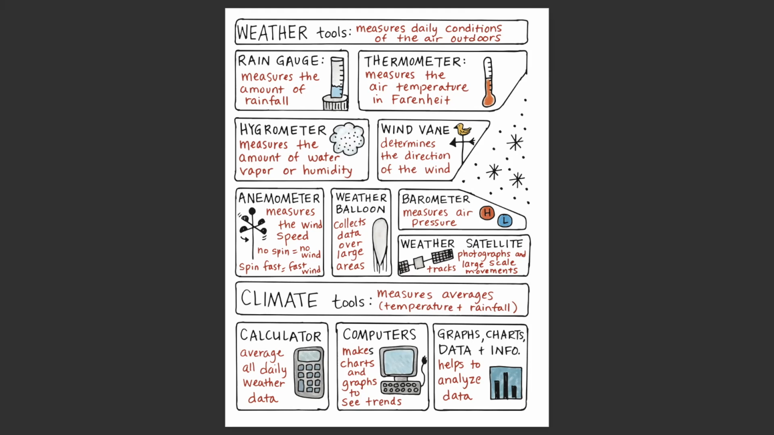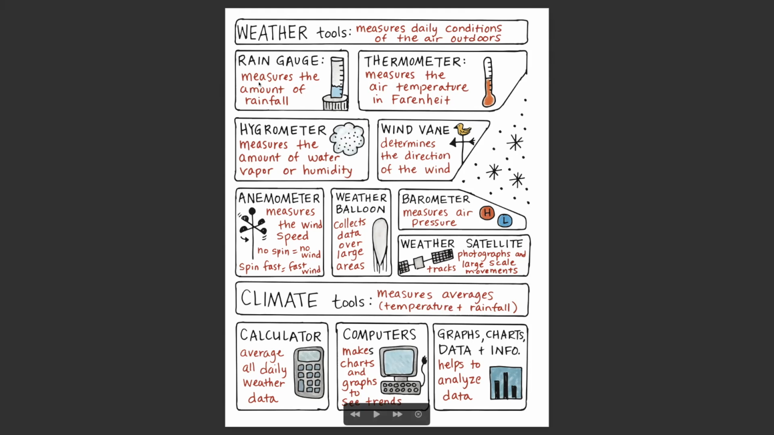A wind vane determines the direction of the wind, okay? So the wind blows one way, and as you can see here, it has an arrow. Whichever way the arrow is pointing is the way that the wind is blowing, okay?